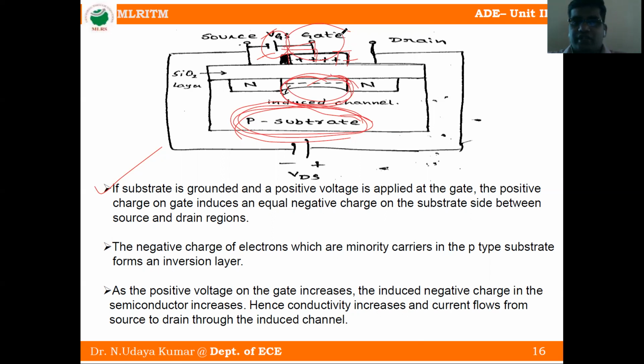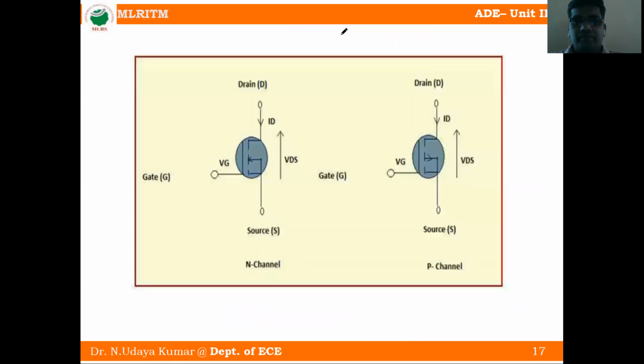Whenever VGS voltage increases, more electrons are induced into the P-type substrate. If more electrons are induced, conductivity increases from drain to source. This is called the N-channel enhancement MOSFET.